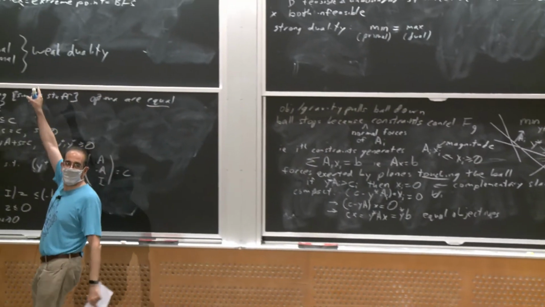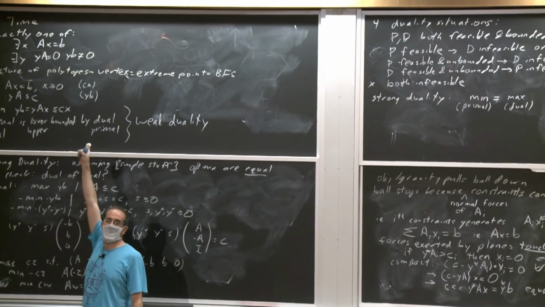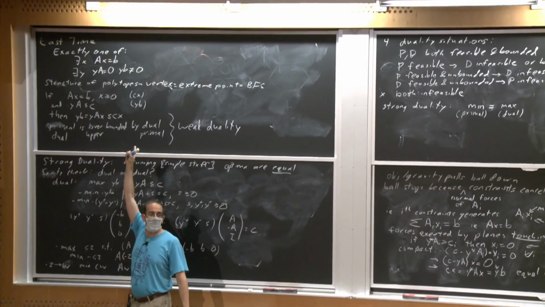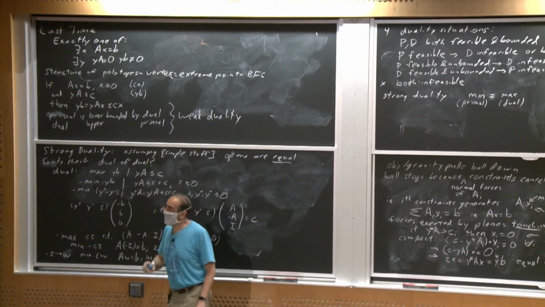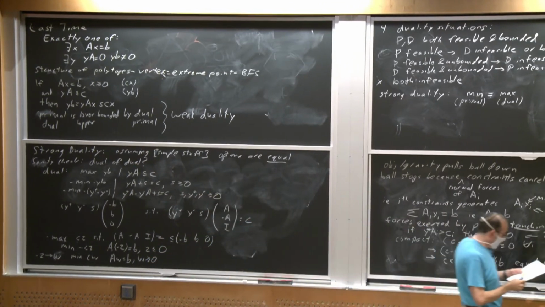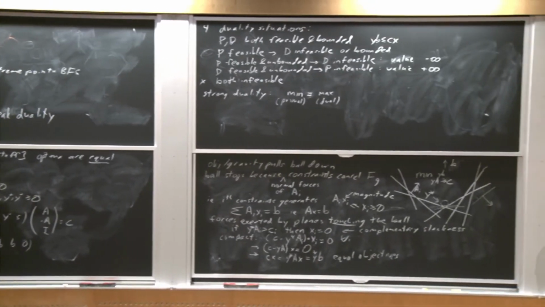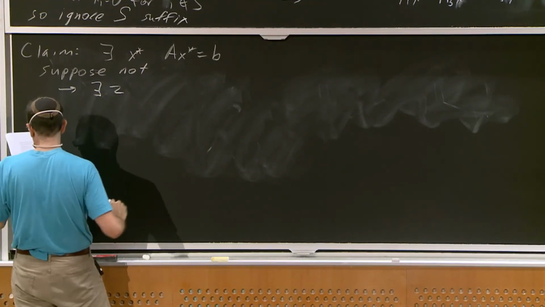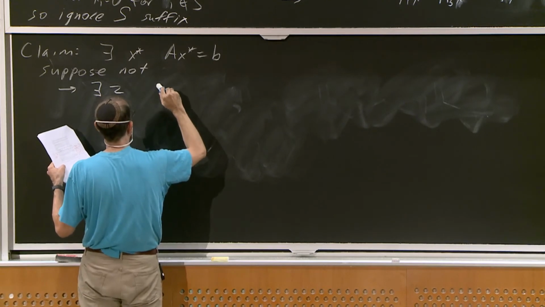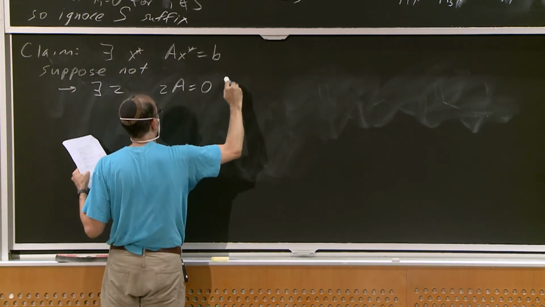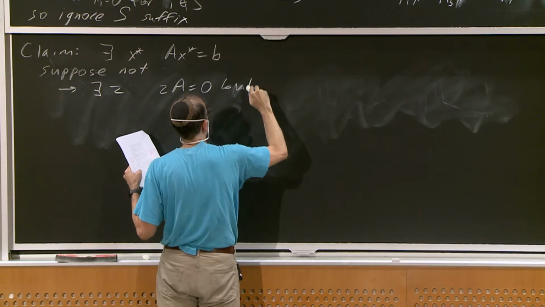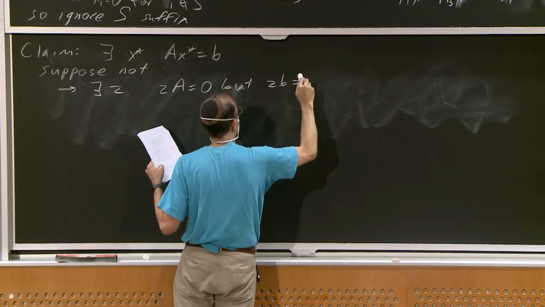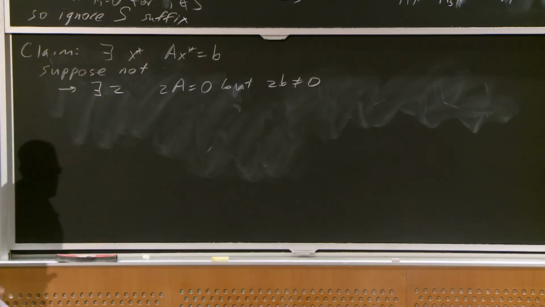Why did I do duality for linear systems first? So that I could have it on the board now. If there is no x such that A x is equal to b, then there exists a z such that z A is equal to 0, but z b is not equal to 0. Okay. So we're going to use that z to derive a contradiction.